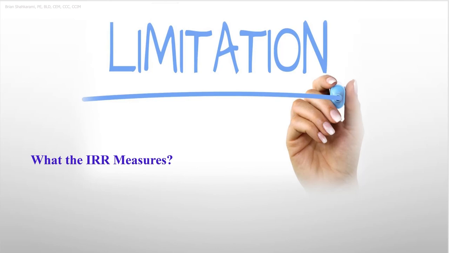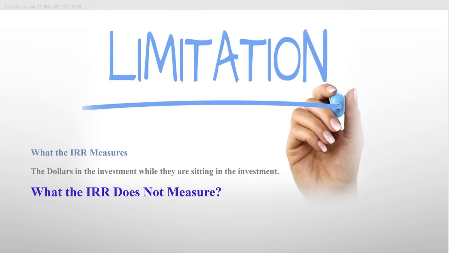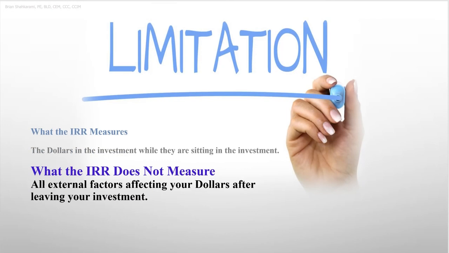So then, exactly what does the IRR measure? Here's the kicker. The IRR, the internal rate of return, measures your dollars in the investment while they're sitting in the investment. That means while it's sitting in the building. So the question is, what does the IRR not measure? Exactly what we just discussed. All the external factors, such as kind disparity, size disparity, time disparity, reinvestment of the cash flows, and finally the negative cash flows. The IRR just does not measure these well. The IRR is the wrong tool to use for them.